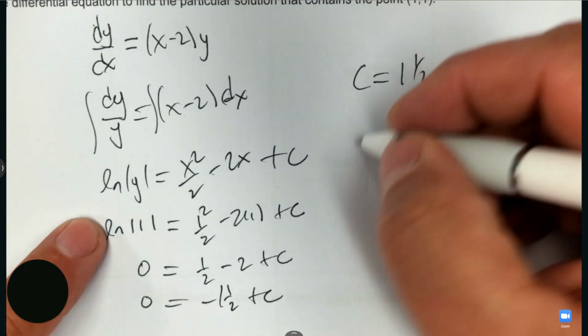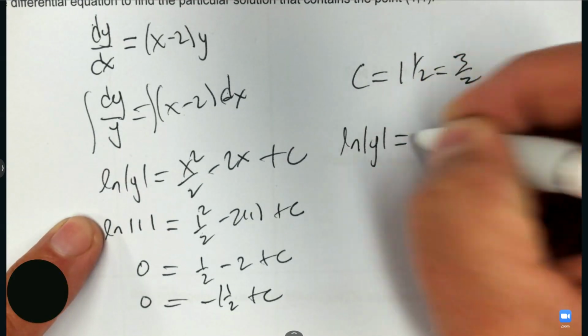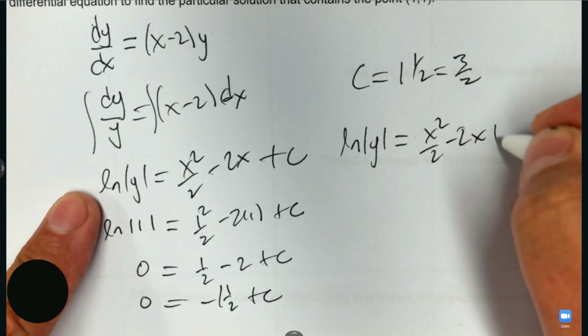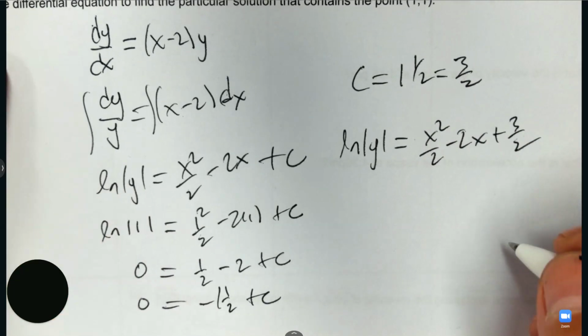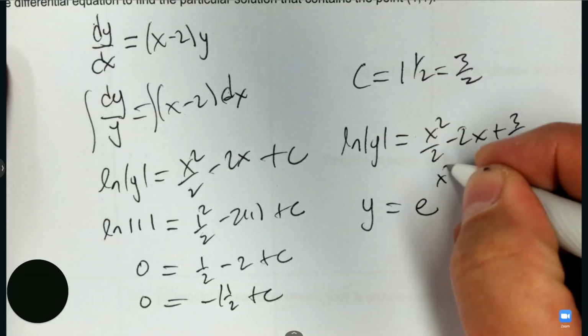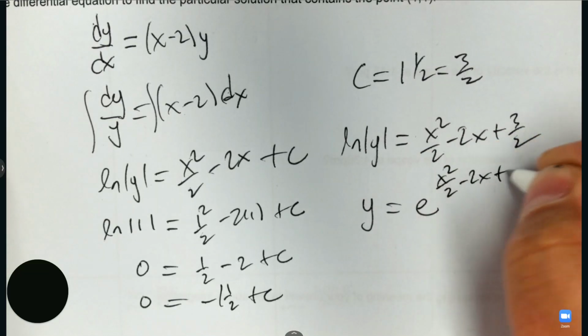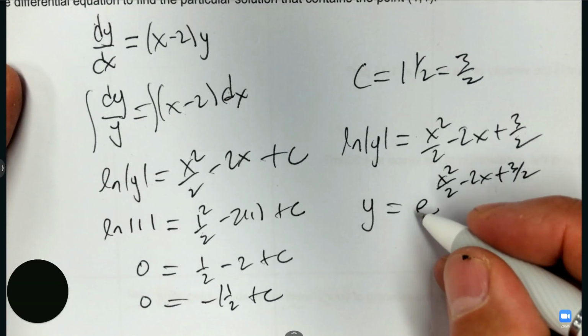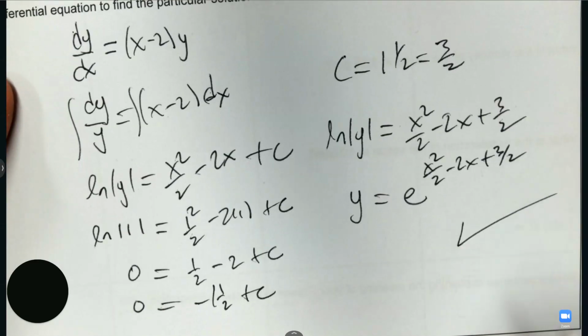And then I come back here and go ln y. That's x squared over 2 minus 2x. I'm just going to write 3/2. And then write it as an exponential. Realize that could be either positive or negative. And because the point given was positive, the y-coordinate is positive. There's my answer.